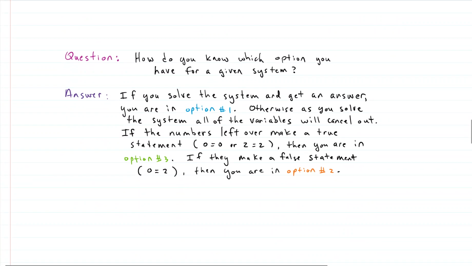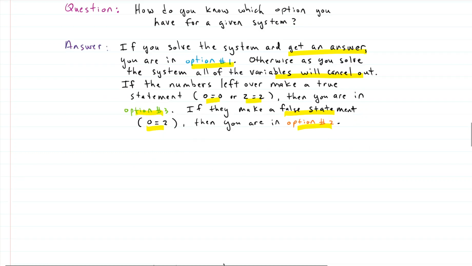How do you know which of these options you're in when you're given a system? Well, simple. You just start solving the problem. And if you get an answer, then you're in option 1 where you've got one solution, as long as you've done your algebra correctly. If you start solving your problem, and your variables drop out, and you're left with just numbers and an equal sign, you look at that equation, say, is this a true statement or is this a false statement? If it's a true statement, that means you've got infinite solutions. You're in option 3. And if it's a false statement, like 0 equals 2, which is not a mathematically true statement, you know you're in option number 2 where you have no solution.